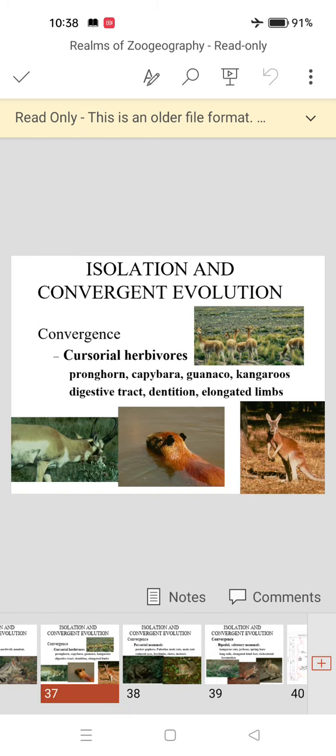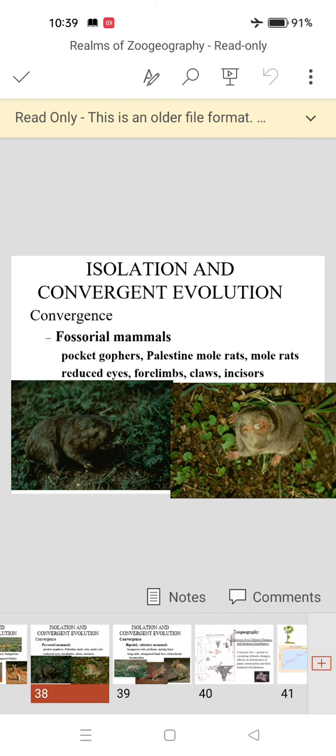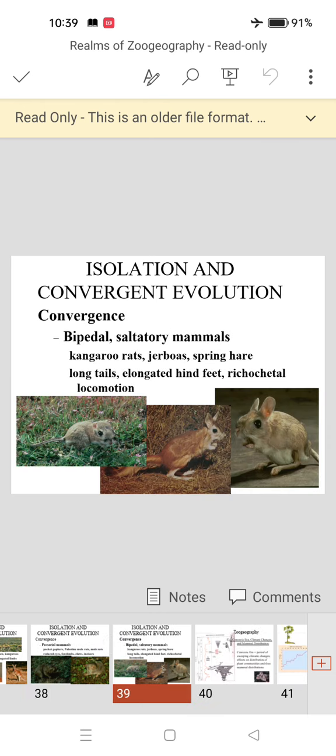Isolation and convergent evolution is also seen in cursorial herbivorous mammals like the pronghorn, capybara, and kangaroos, with digestive tract, dentition, elongated limbs, etc. It is also seen in fossorial mammals, such as pocket gophers and the Palestine mole rat, with reduced size, limbs and claws. And in bipedal saltatorial mammals, the kangaroo rat and jerboas.